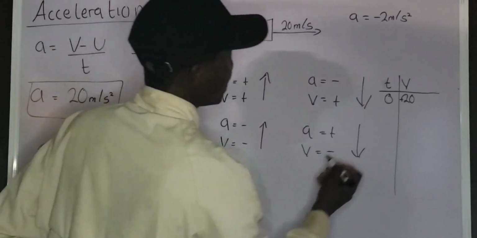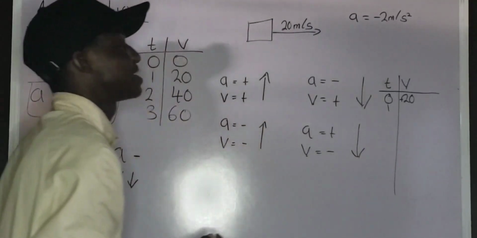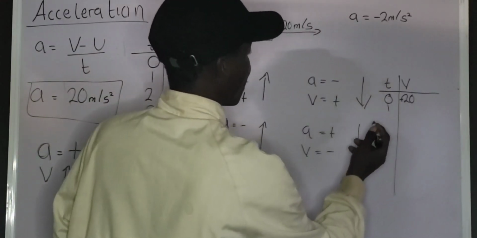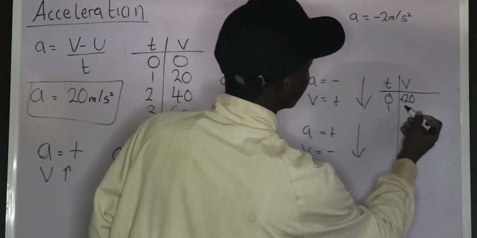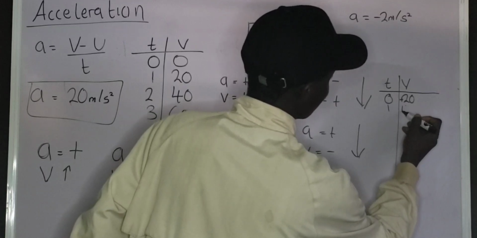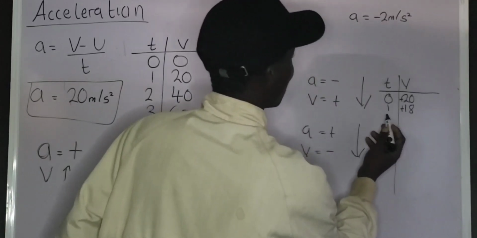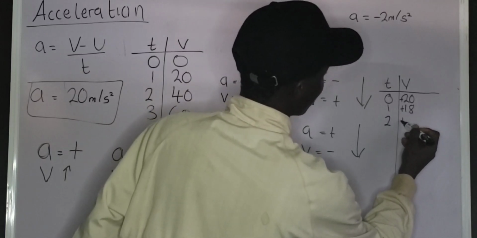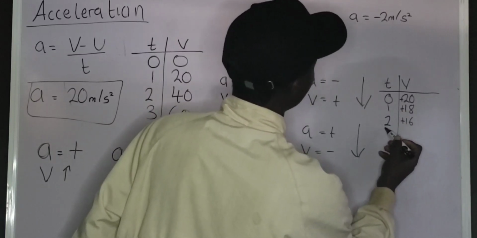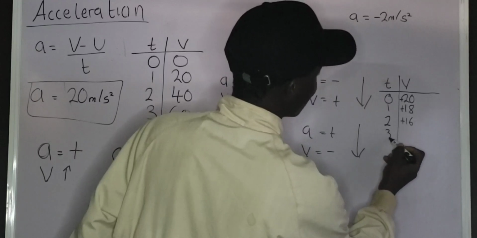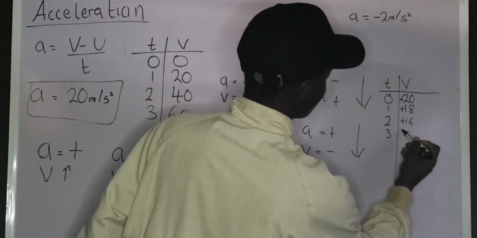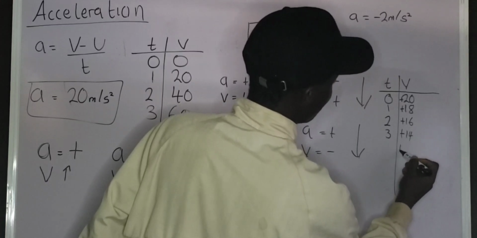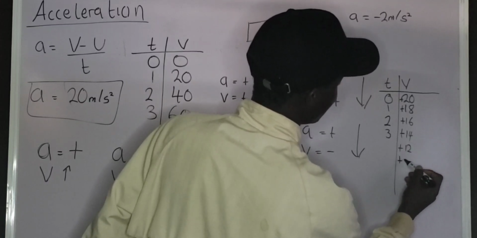Now, when t is 1, don't forget that the acceleration is negative. So acceleration affects it, and the velocity will be what? Positive 18. Do you understand? Now, when t is 2 seconds, the velocity will be positive 16. At 3 seconds, the velocity will be positive 14, and then positive 12.